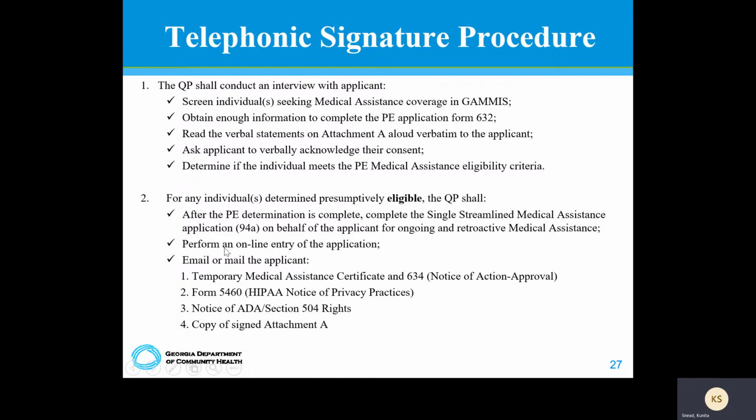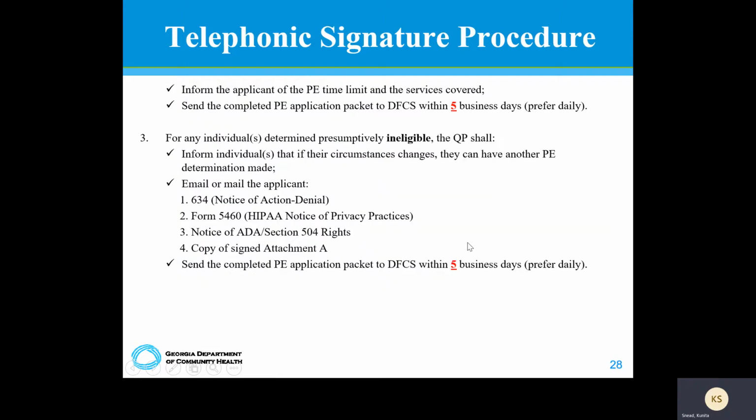So if they are eligible, once you have entered their information into GAMUS, you mail or email them this information. Inform them of their PE period, time, and the services covered, and that their full PE application will be sent to DFACS for processing. So you need to send your full PE packet to DFACS within 5 business days.